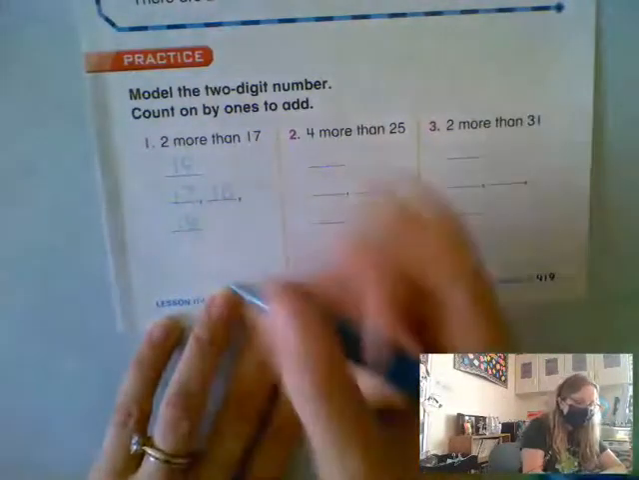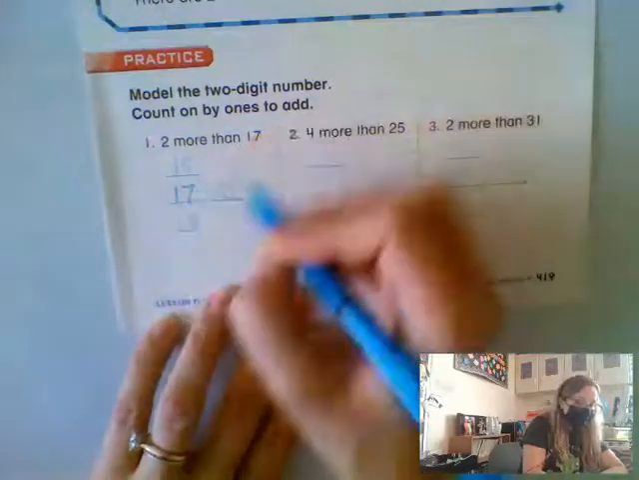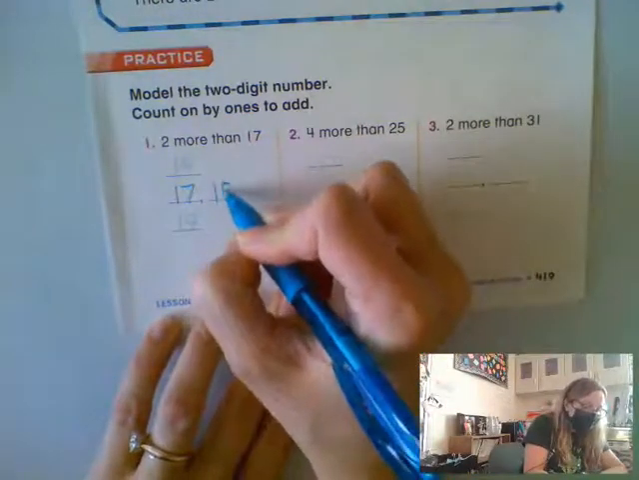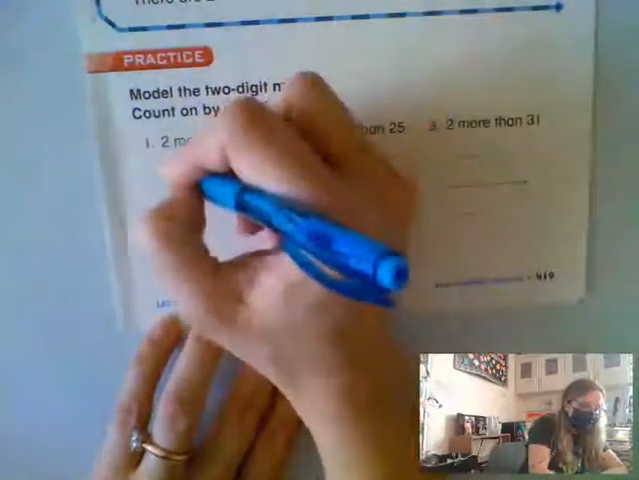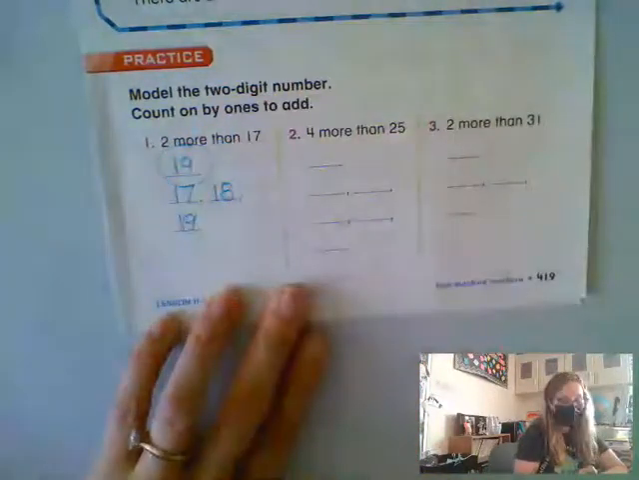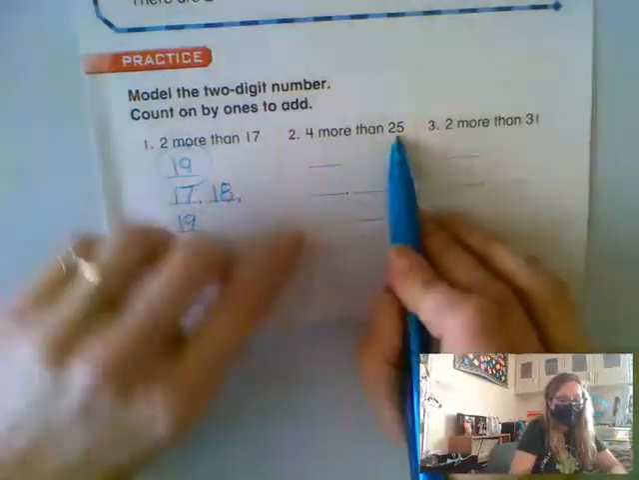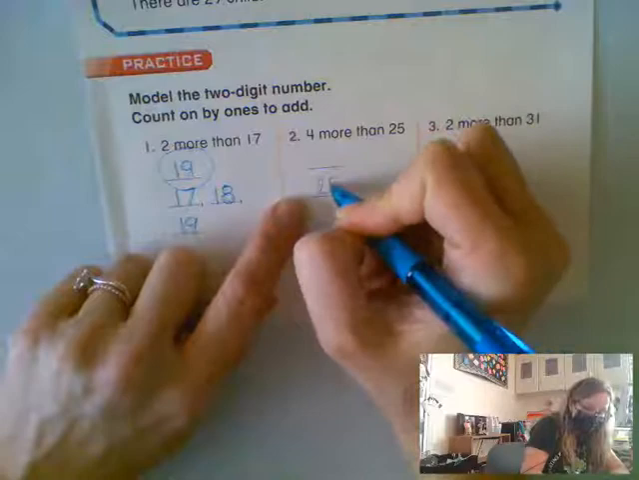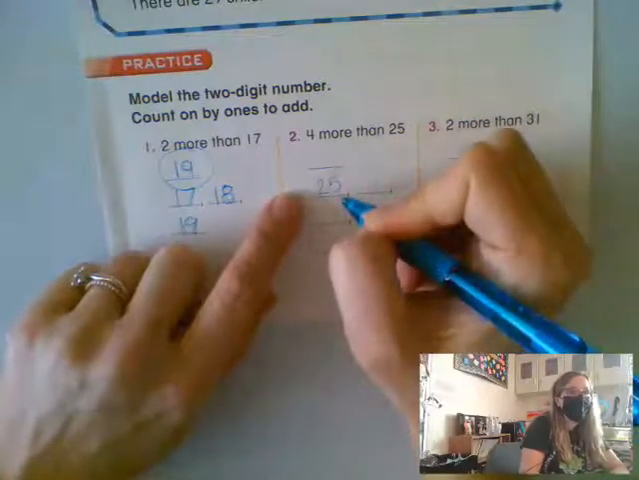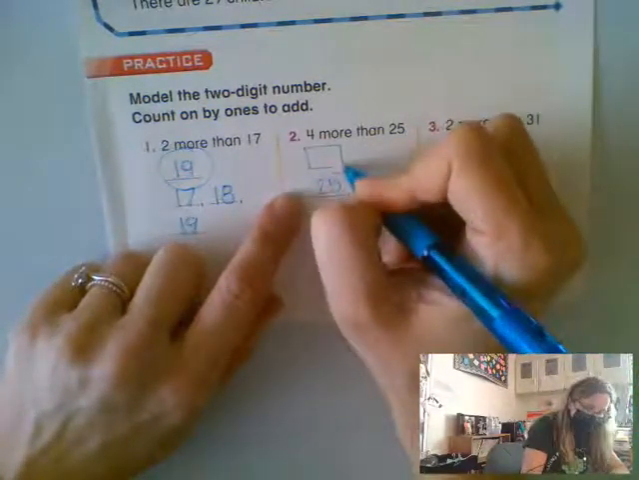So they came down here and they said, well, if I have 17 and I had 2 more, I would have 18, 19. So 2 more than 17 is 19. So now let's look at the number 25. Okay, so put your 25 right here on the line. Not the first line, this line here. This line is where we'll put our answer.